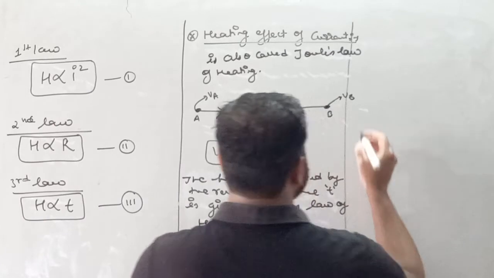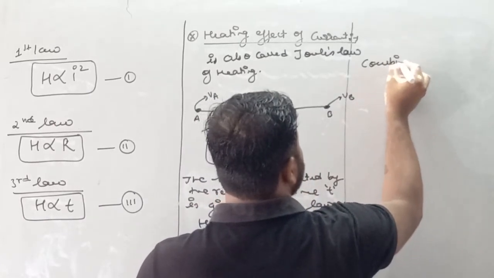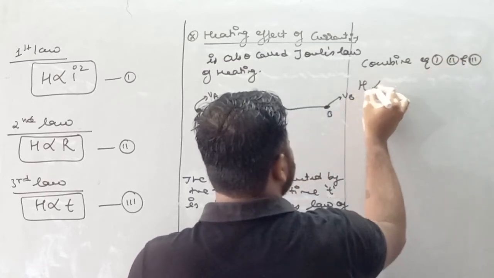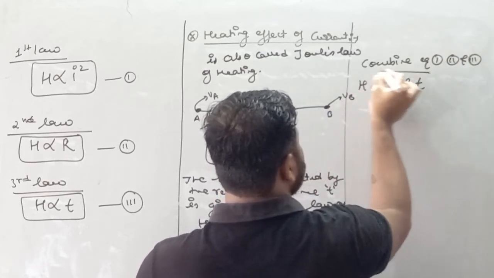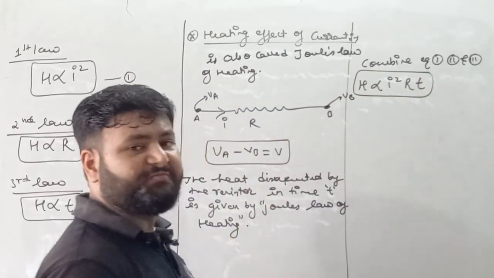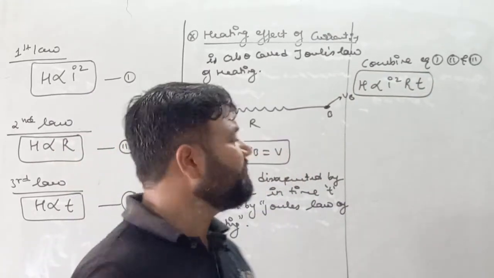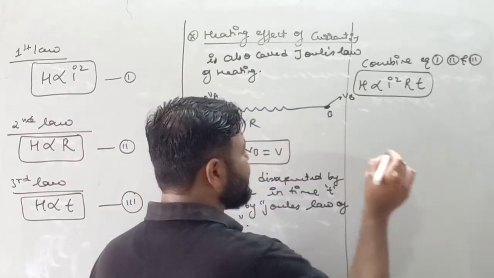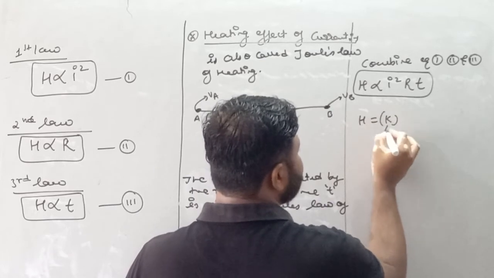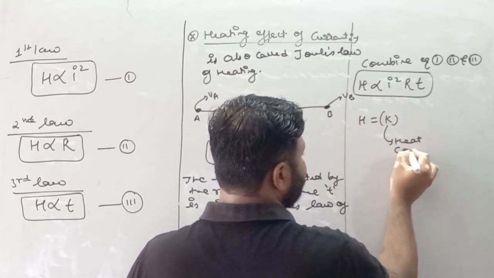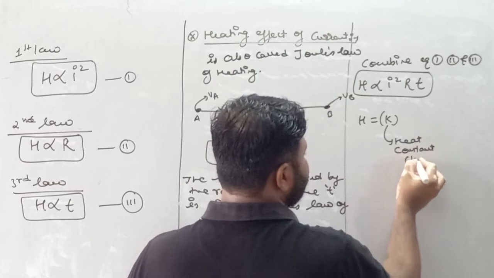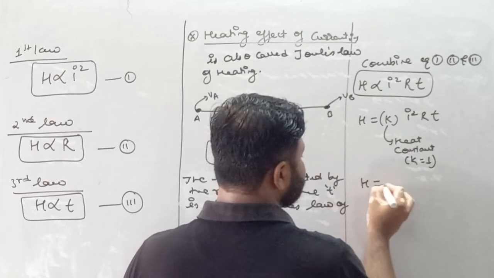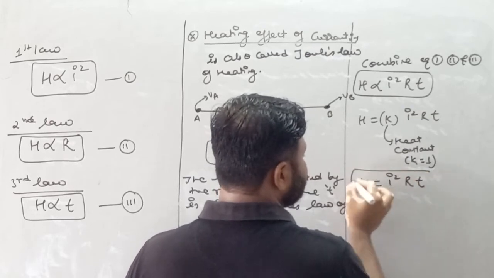Now we'll combine all the three equations. So I am writing combine equation 1, 2 and 3. We'll write H is proportional to I square RT. Now we know if we want to remove the proportionality, we have to introduce a constant. So here, my dear student, the constant is K, whose experimental value is 1. So K is the heat constant, and its experimental value is 1. So H equals K I square RT, so we can write H is equal to I square RT.